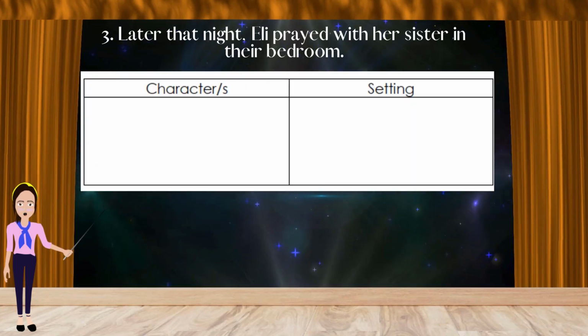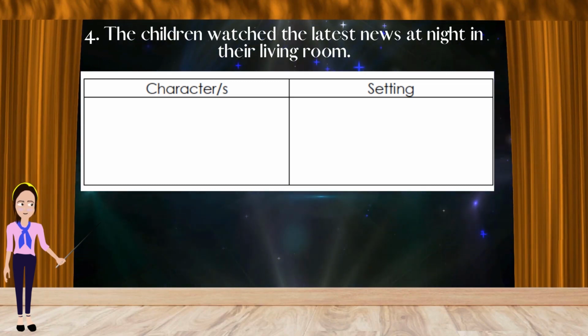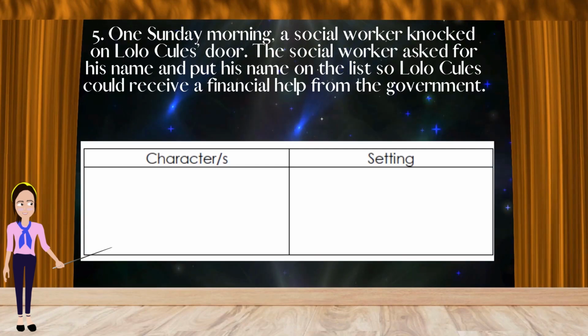Number 3. Later that night, Ellie prayed with her sister in their bedroom. Number 4. The children watched the latest news at night in their living room. Number 5. One Sunday morning, a social worker knocked on Lola Squirrel's door. The social worker asked for his name and put his name on the list so Lolo Squirrel could receive a financial help from the government.